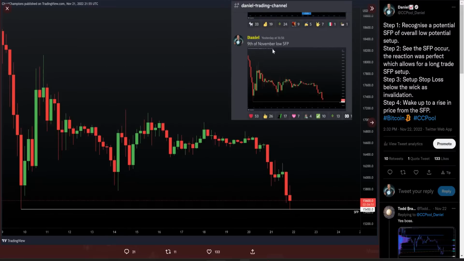E.g., we saw the swing failure pattern on the 9th of November. Okay, this is really simply a swing failure pattern. That's all we need to know. That is a long trade setup.